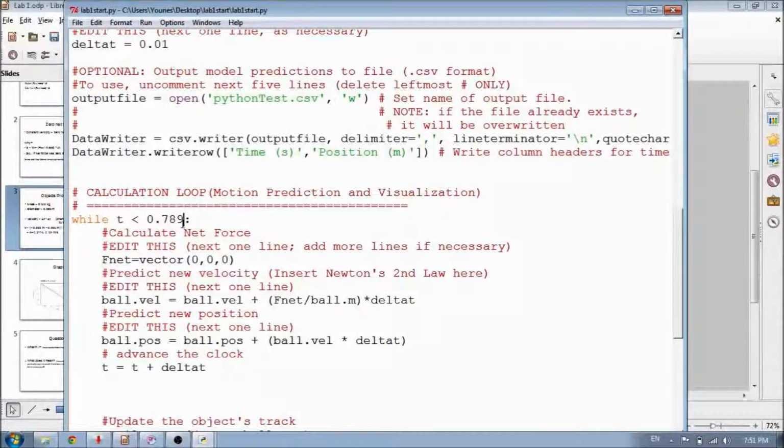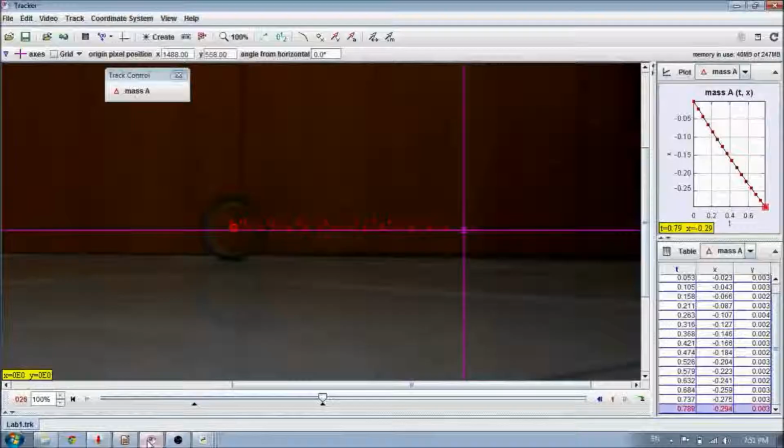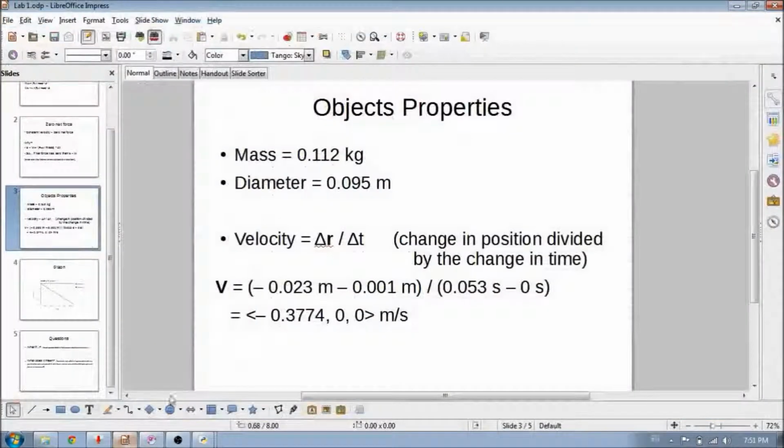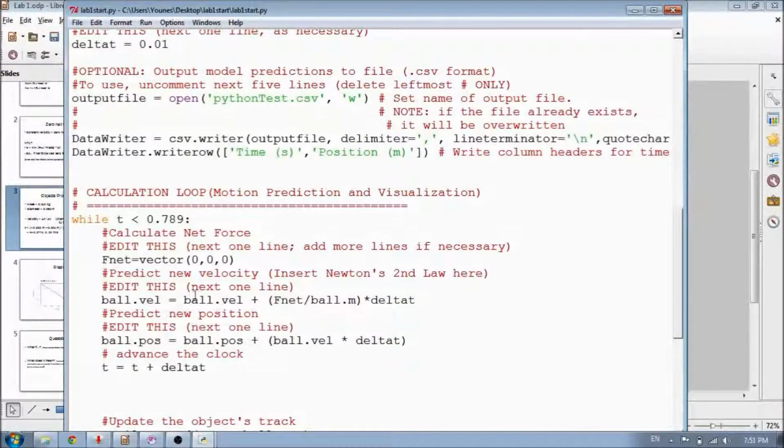And here's the time of the last frame, as you see here. Fnet equals 0, and here's Newton's second law. Okay, let's run it.